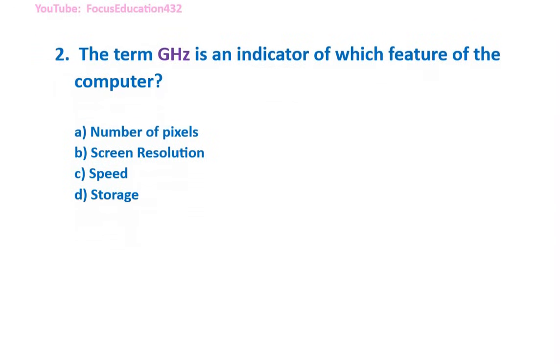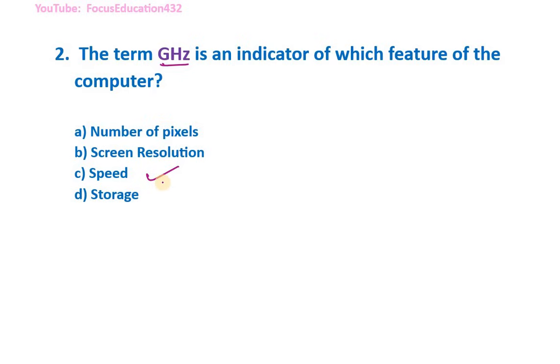The term GHz, gigahertz. GHz means what? Gigahertz is an indicator of which feature of the computer? So GHz is used to indicate what in the computer? Number of pixels, resolution, speed, and storage. So the correct answer here is speed.